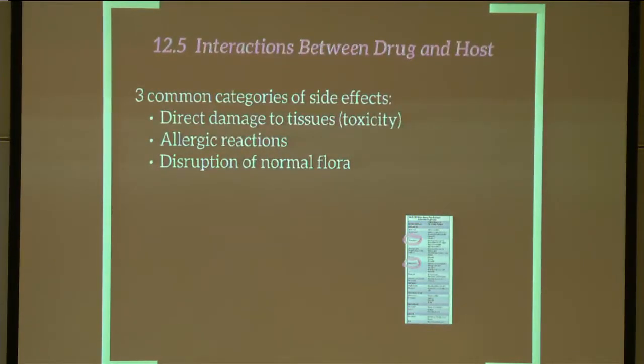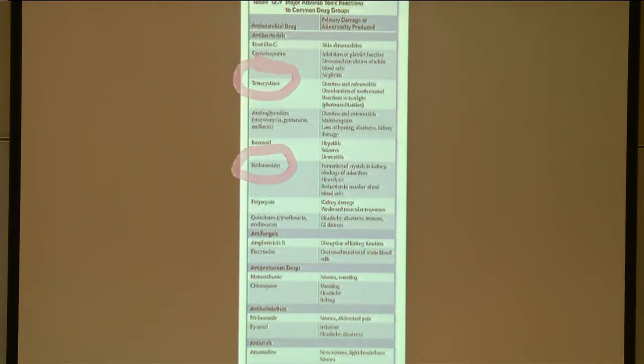Okay, just a couple of things to talk about, and then we'll wrap up the chapter. We just need to talk about side effects and superinfections. Looking at side effects, we're going to look at just a couple examples of toxic side effects with some of these drugs. And we'll also talk about allergies, which we already kind of covered today.